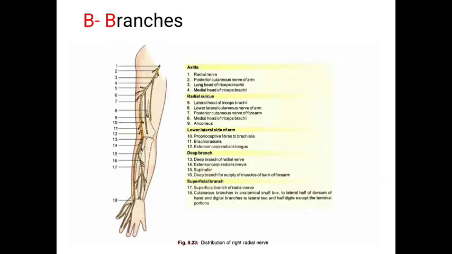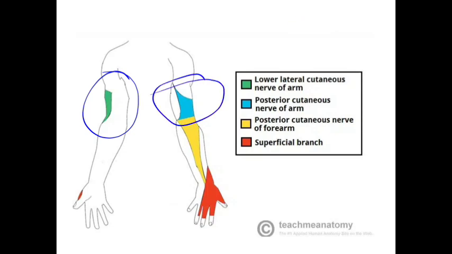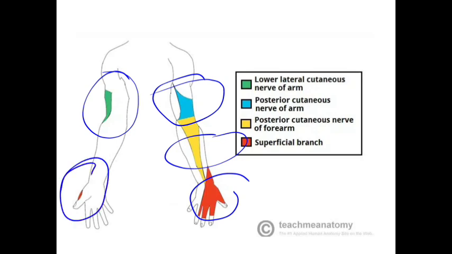Now this is a diagram showing the branches, the supplies of the radial nerve from the axilla to the radial sulcus, to the radial groove, to the lower lateral side of the arm, to deep branches and superficial branches. Now this is also a diagram showing the supply of the radial nerve. We can see the lower lateral cutaneous nerve of the arm, the posterior cutaneous nerve of the arm, the posterior cutaneous nerve of the forearm, the superficial branches supplying the dorsum of the hand, and you should also take note that the radial nerve also supplies the anatomical snuffbox.